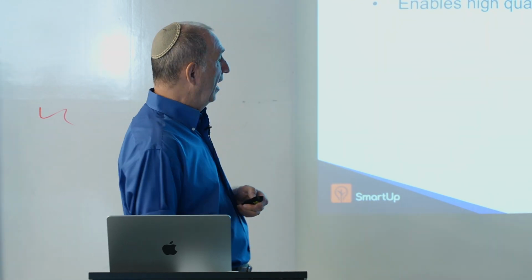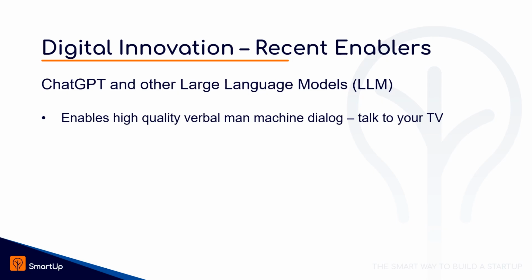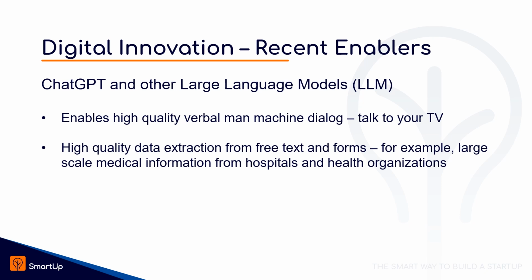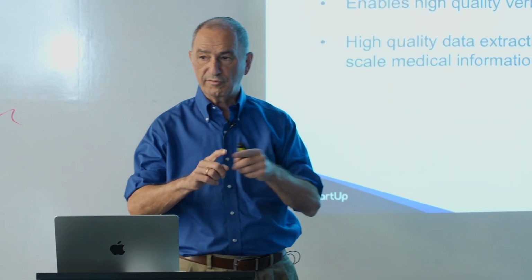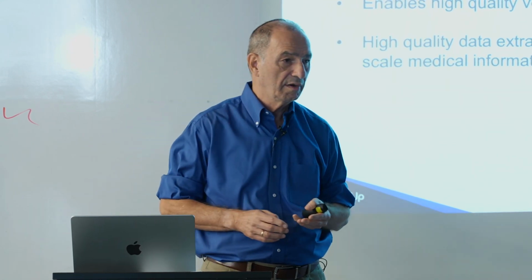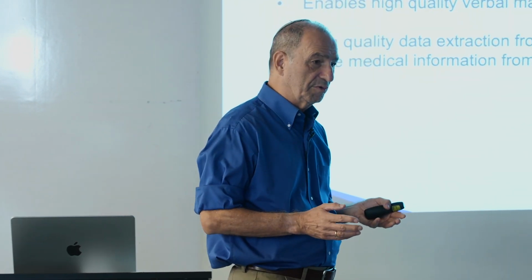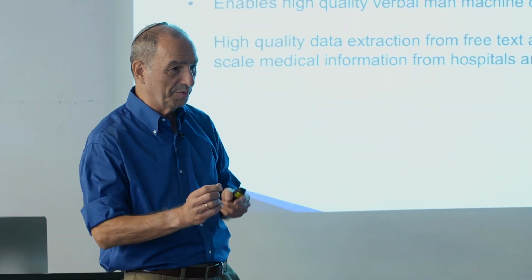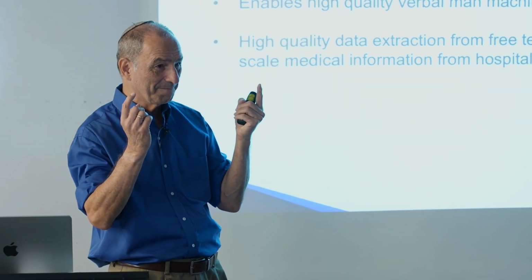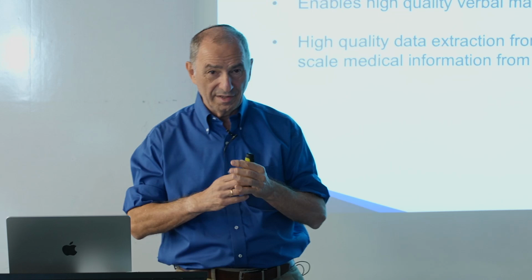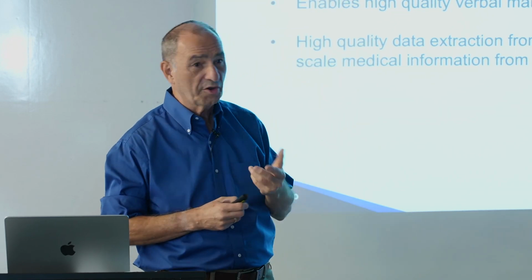Okay. High quality verbal man-machine dialogue. Talk to your TV, okay? That's another thing that I work with companies on doing. The problem, again, with computers until today is that they don't speak human language. So they speak databases and forms. Think about forms, right? Why do we have a form? Because computers can't understand what you write. So they force you to put what they want you to put inside boxes. Think about it. Stupid, right? If you think about it, it's stupid. First name, you put your first name. Why? Because the computer doesn't know it's your first name.